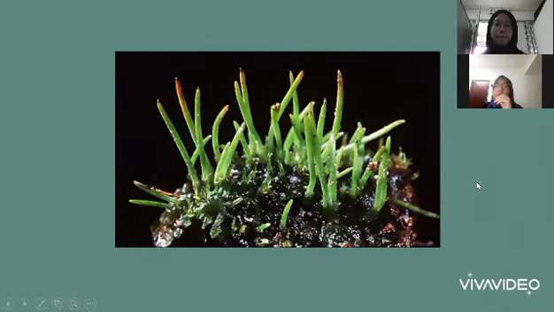In this picture, you can see the structure of the sporophyte that resembles tiny green broom handles.